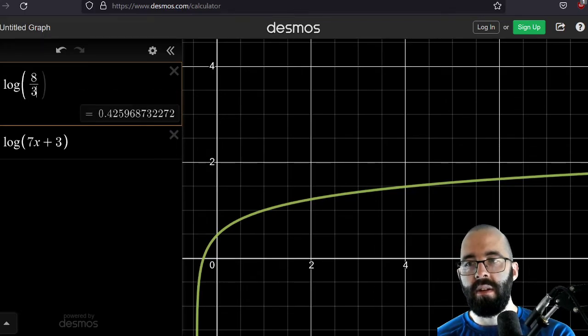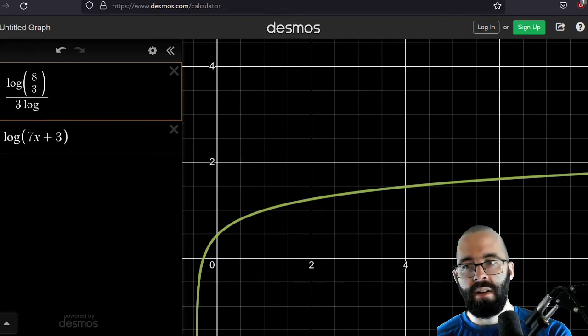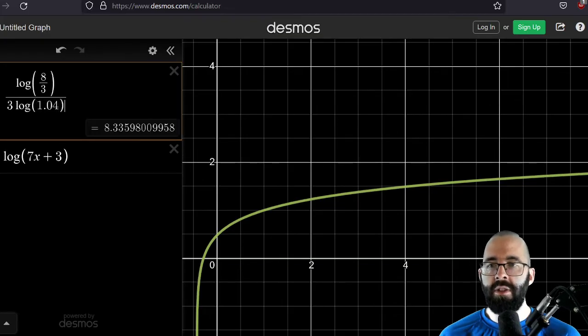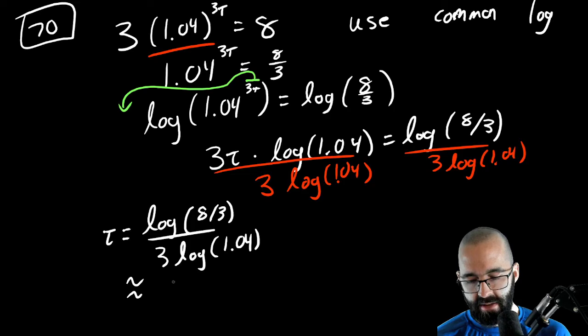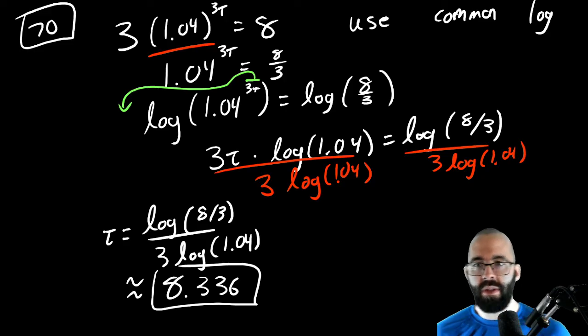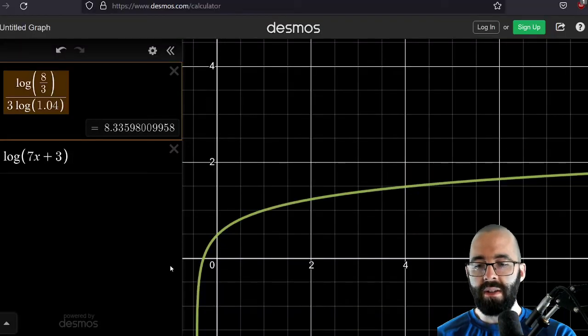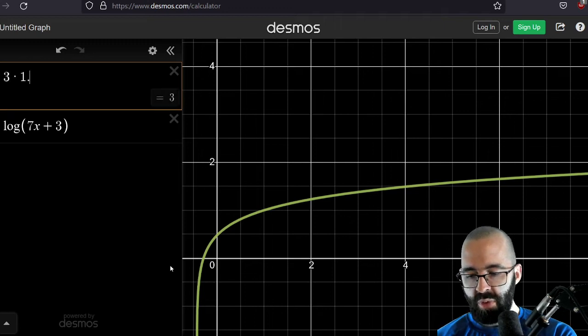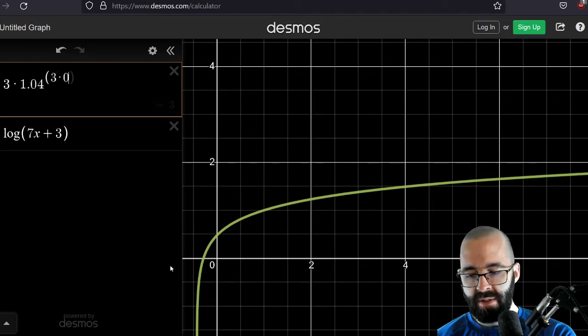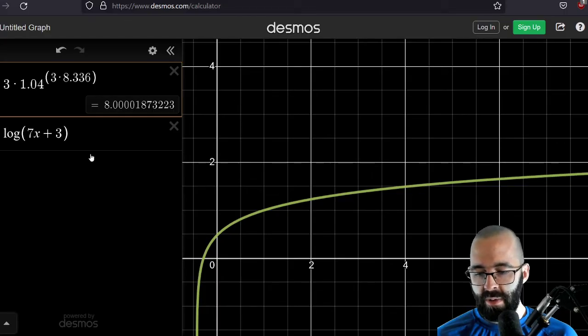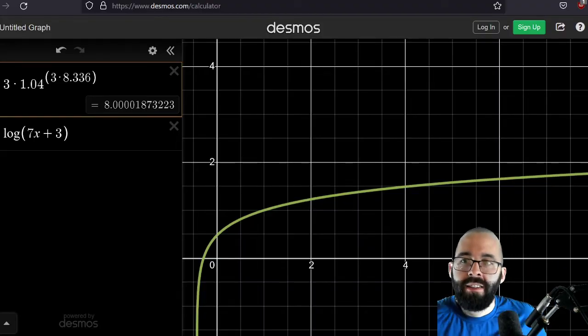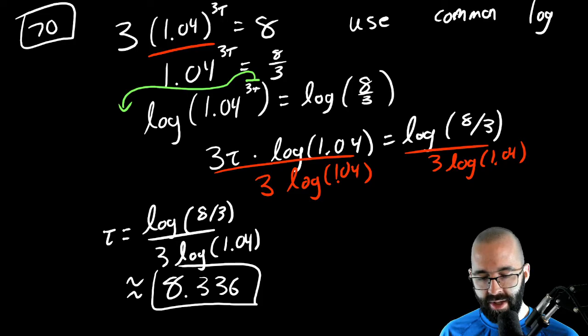Log of 8/3 divided by 3 times the log of 1.04. Should be about 8.336. Let's check our answer. Let's plug in 8.336 and see if it works. 3 times 1.04 raised to the 3 times 8.336. We wanted that to be about equal to 8. Good. There's some rounding error. But yeah, it's about equal to 8. Good to go.